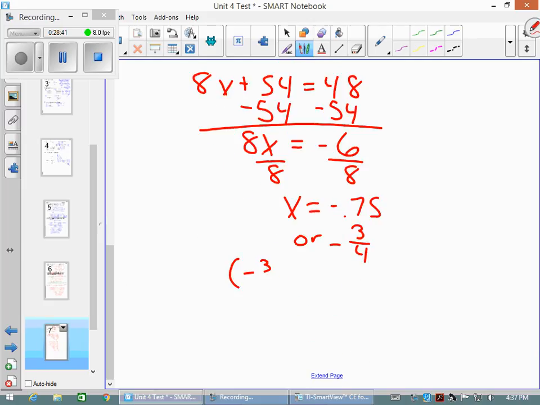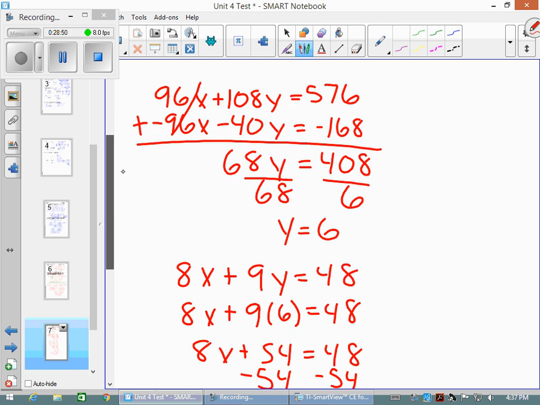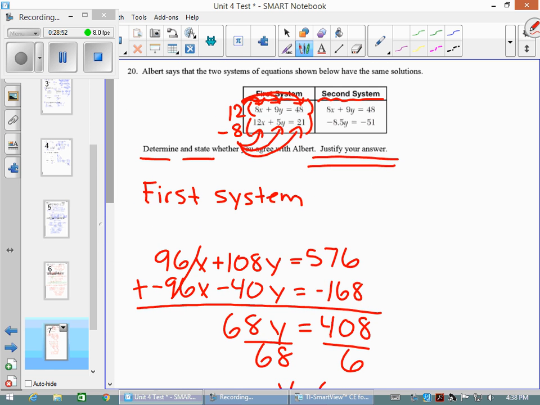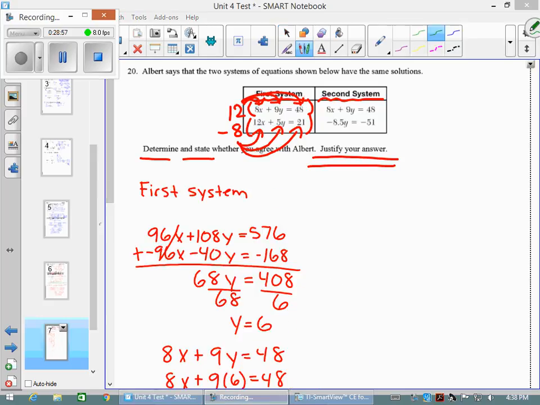Now, they also had another system here that they wanted you to find the solution. So let's take a look at that. If I look at my two systems, the second one here looks like it's going to be very easy to solve for y. So that's going to be my first step. So I have negative 8.5y equals negative 51. I can divide both sides by negative 8.5, and I will get my y value of 6.